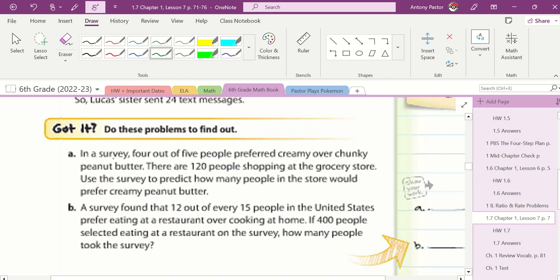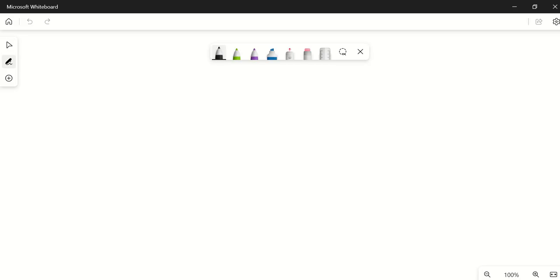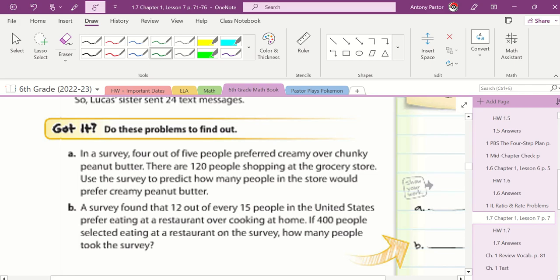In a survey, 4 out of 5 people preferred creamy over chunky peanut butter. So I'm going to take notes while we read this. 4 out of 5 people preferred creamy peanut butter over chunky peanut butter. I'm probably the one. I like chunky. There are 120 people shopping at the grocery store. Use the survey to predict how many people in the store would prefer creamy peanut butter.